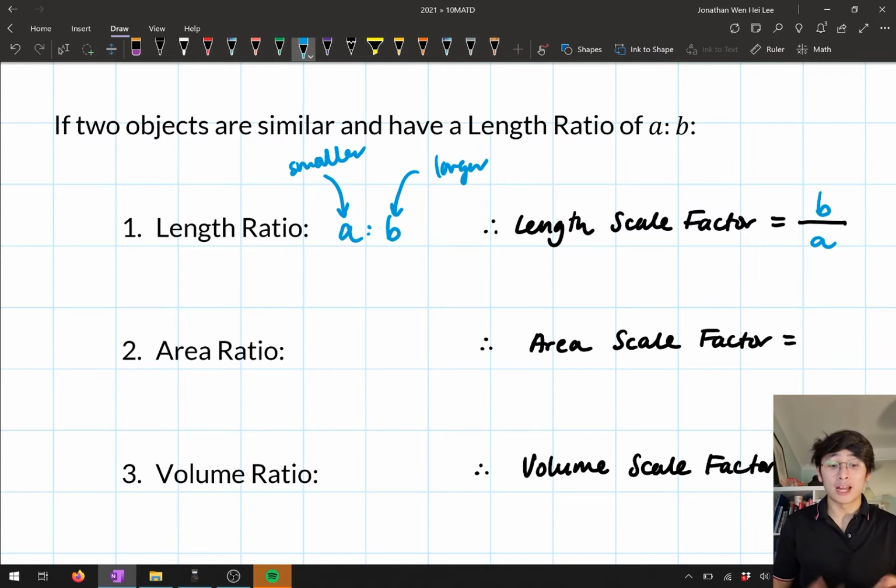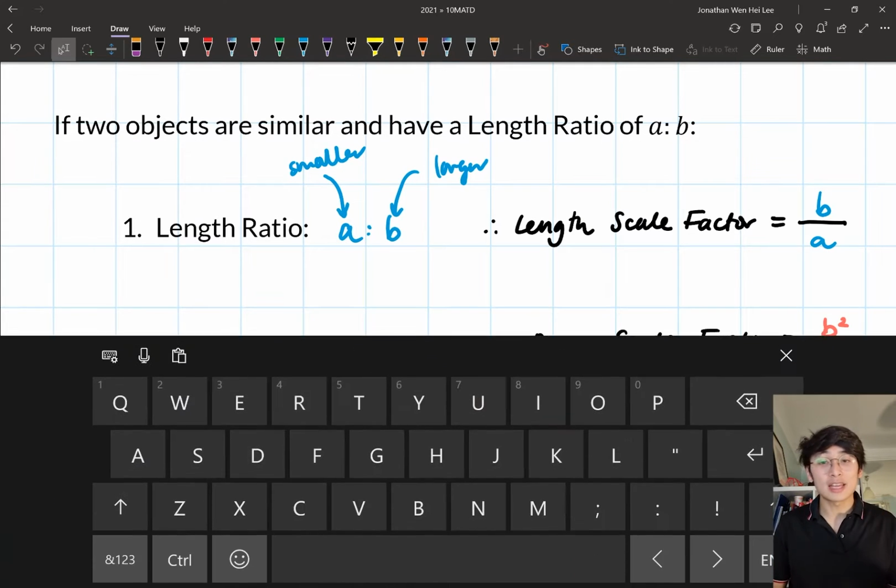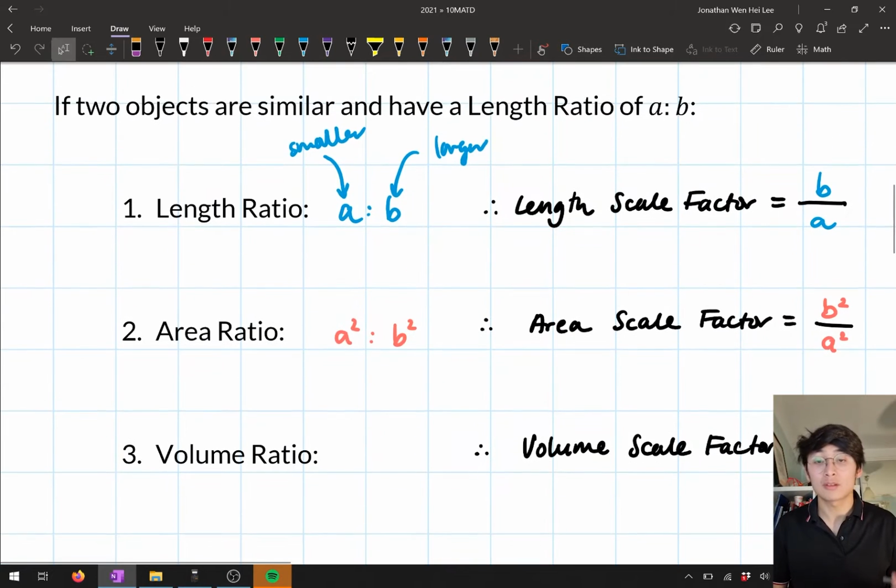Now, when we want to apply this to area and volume, what we need to do is square both of these measurements. So here, for area measurements, that just becomes A squared to B squared. And so my area scale factor is going to be B squared divided by A squared. Okay. And the same thing is going to happen for my volume, but this time, instead of squaring it, it's now going to be cubed. And so this is going to be A cubed to B cubed. And when I want to find the scale factor, that's just going to be B cubed over A cubed.